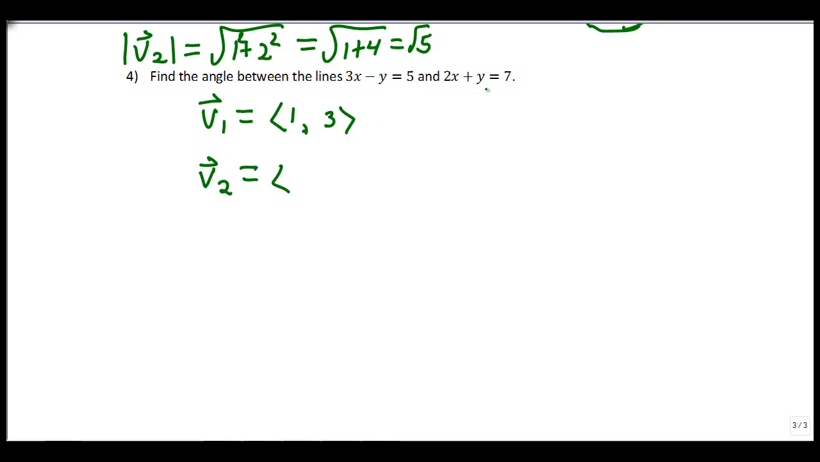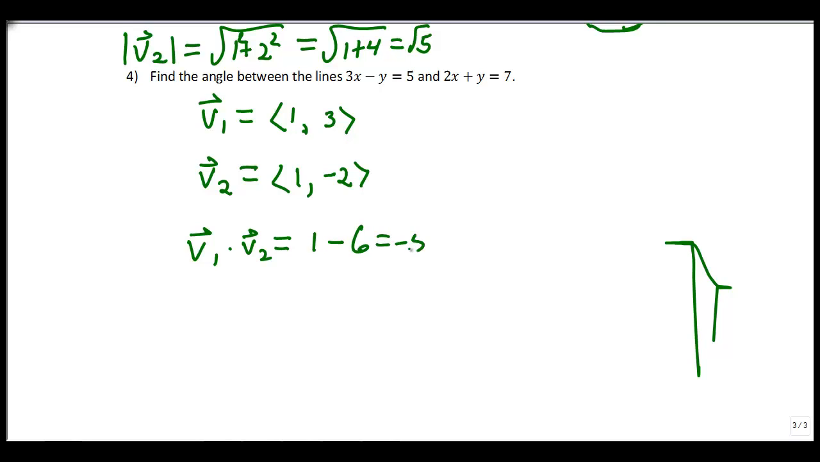v2 can do the same thing here, where if I increase x by 1, then y, let's see, if x goes up by 1, the left-hand side goes up by 2 because it's 2 times the 1. So I need to decrease by 2, means I need to sort of add negative to the 1. So those are my 2 vectors. And now we just find the angle between them. So I'm going to do v1 dot v2 here. What I'm going to get is 1 plus 3 times negative 3 is negative 6. That's a negative 5.